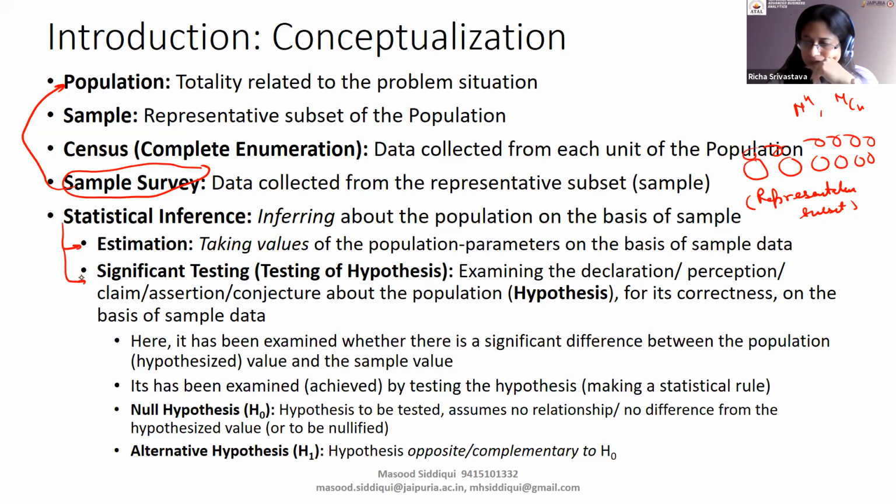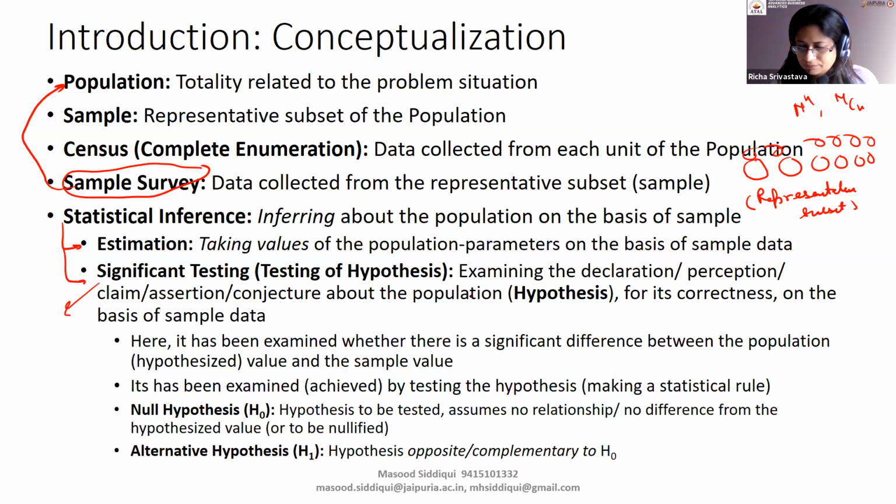Statistical inference consists of two parts. The first part is estimation, where we use a value from the sample to estimate that of the population. The other is, whenever we perform some analysis, either for research papers or from a business perspective, we must have a certain perception, claim, or assertion, and we try to check whether this assertion is correct or not.